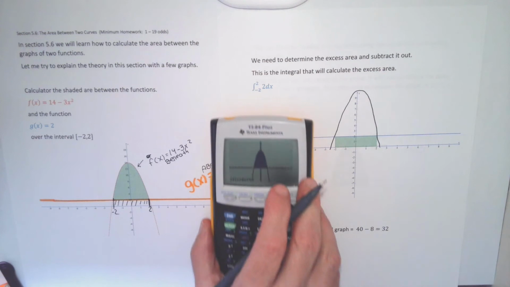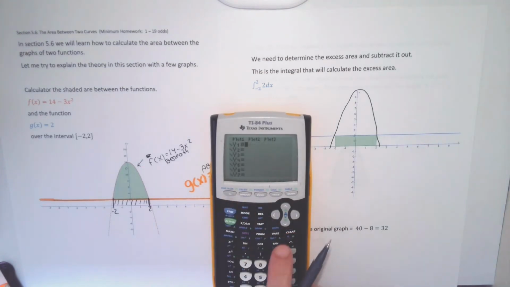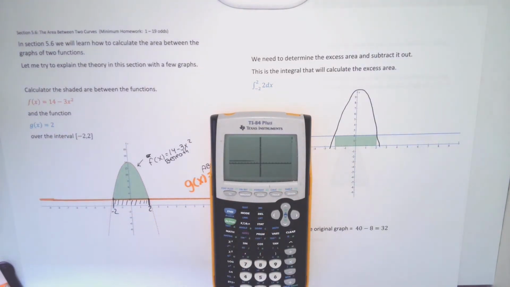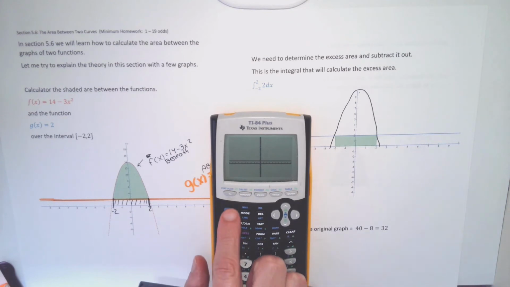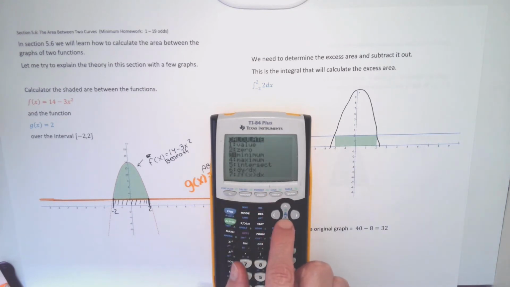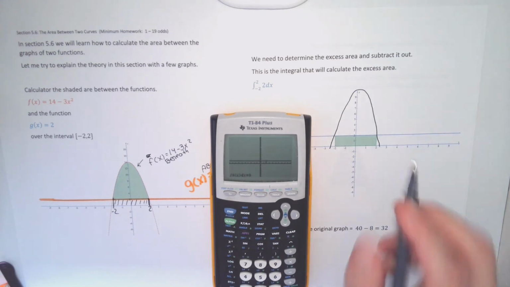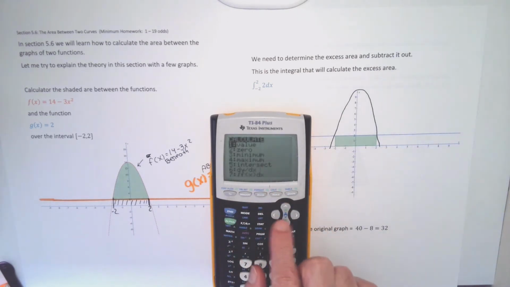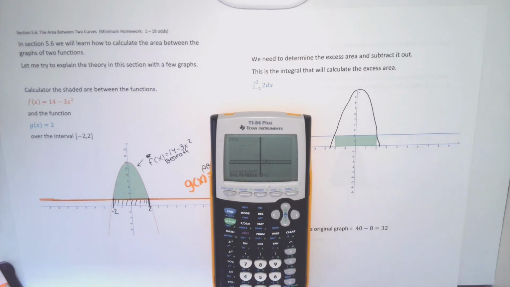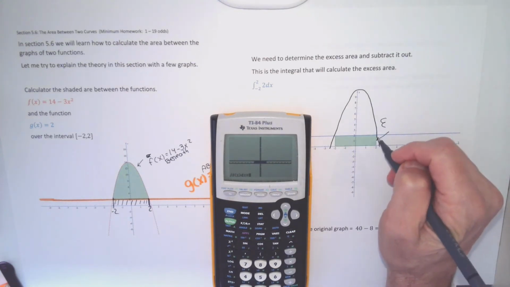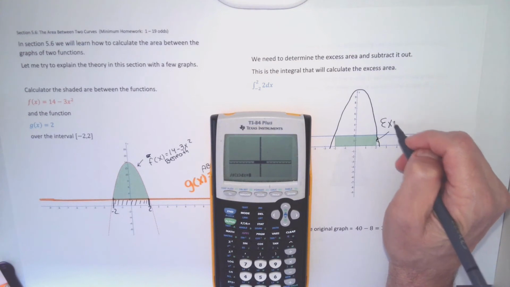So the extra area, if I just clear this out and enter the function 2. That's what that horizontal line is at 2. And figure out my extra area by going second calc, integrate, lower limit -2, upper limit +2. The extra area is 8. This area down here, that's my extra area.